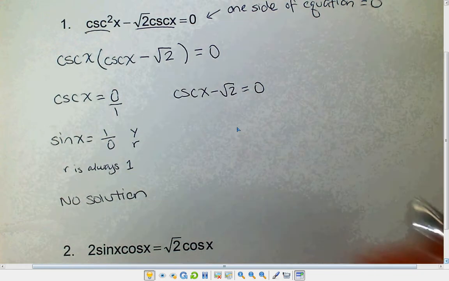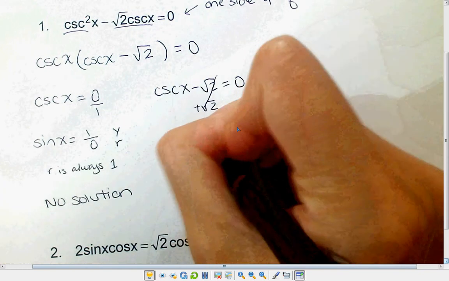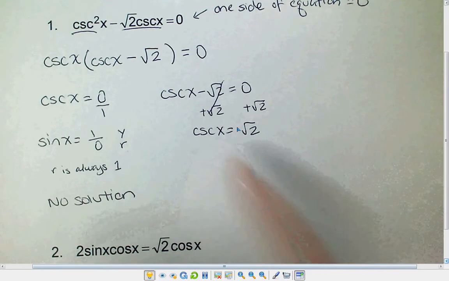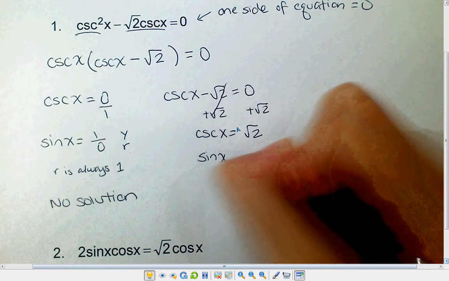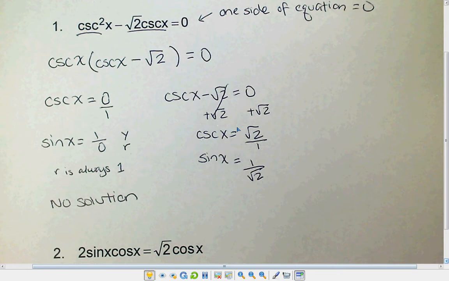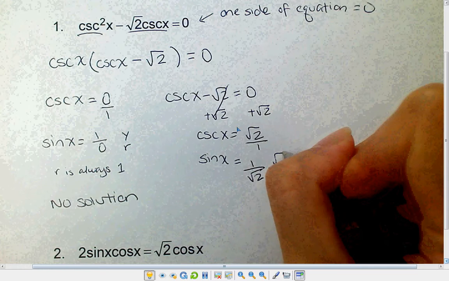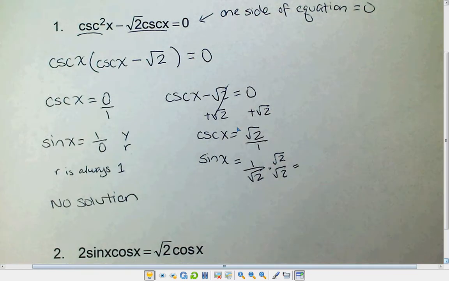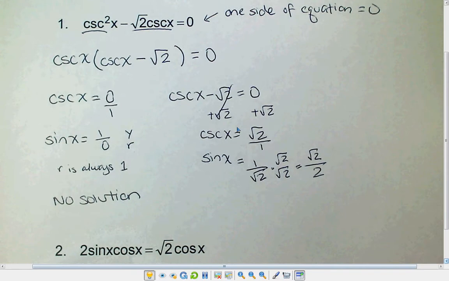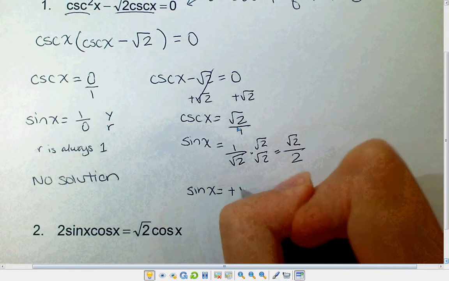Let's look at our second equation. For this one, I'm first going to add root 2 to both sides to get cosecant by itself. And now that I have cosecant by itself, I'm going to find the reciprocal to turn it into sine. So now it's 1 over root 2. And remember, we can't have a root at the bottom, so we're going to multiply both sides by root 2 over root 2, and this gives us root 2 over 2. So we're looking for when sine of x equals a positive root 2 over 2.